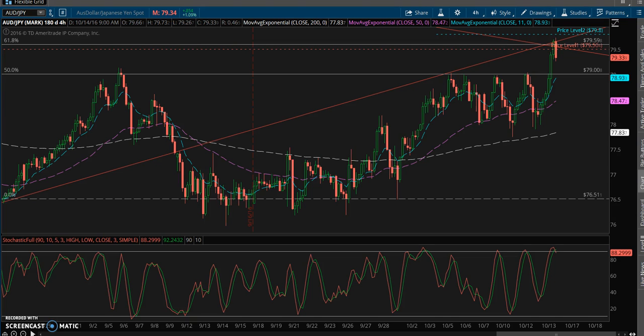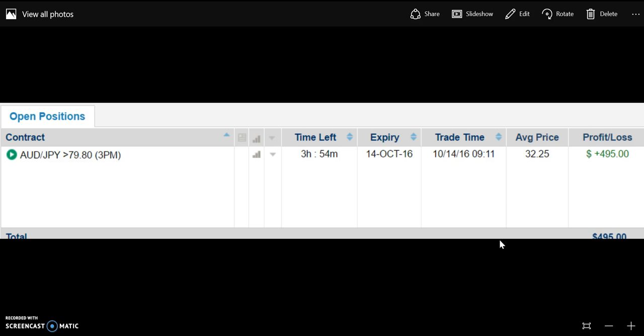I took it on spot Forex too, so I'm up pretty good there. But this is showcasing the power of simplicity. So I took it daily, I just let it run, and that's a quick and easy $500 for me.